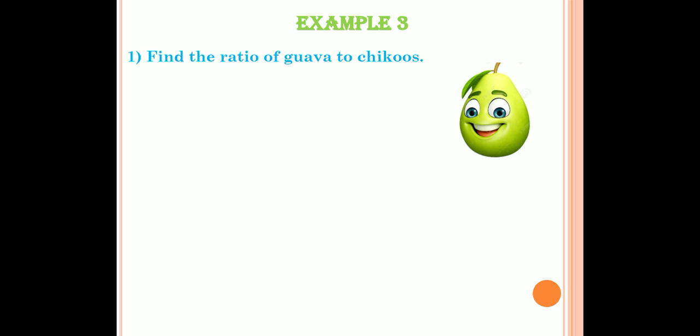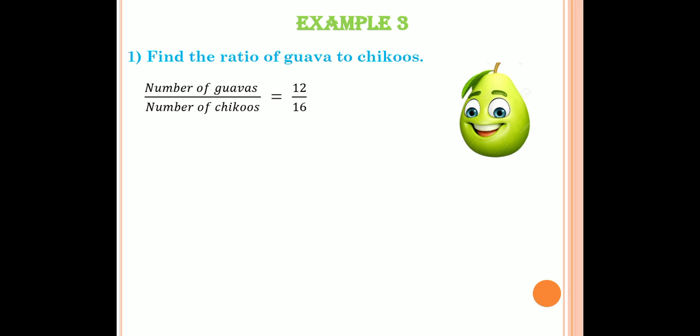Now let us move ahead with the next example. Find the ratio of guavas to chickus. Now here they have clearly mentioned that we have to find the ratio of the guavas to the chickus. So what will come first? Guavas will come first and then we will have chickus.